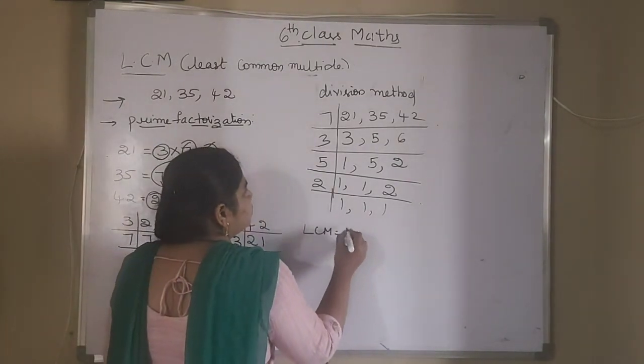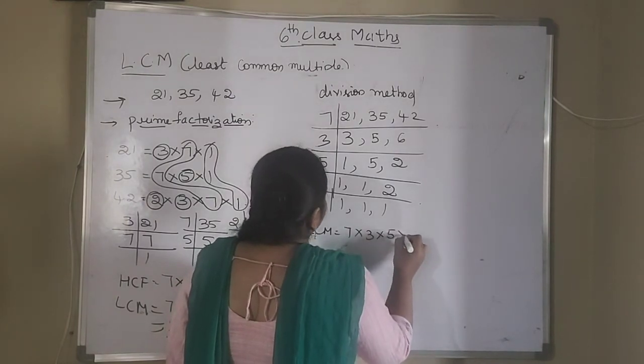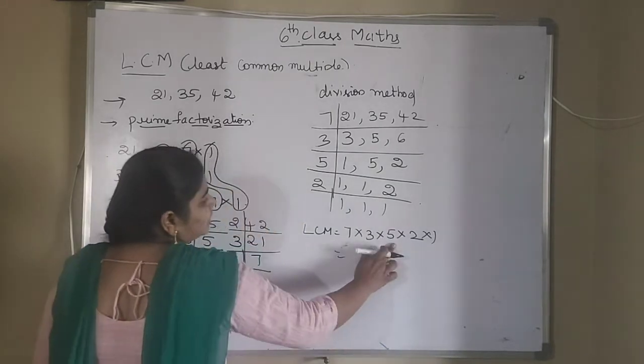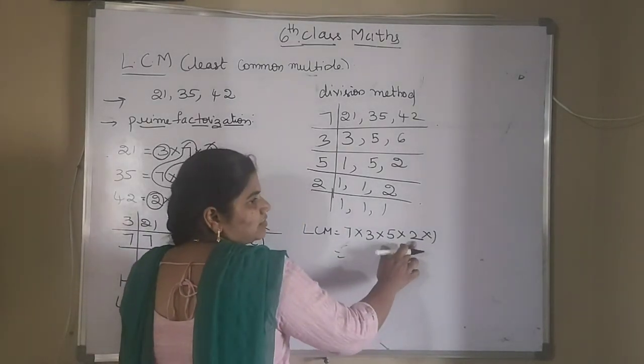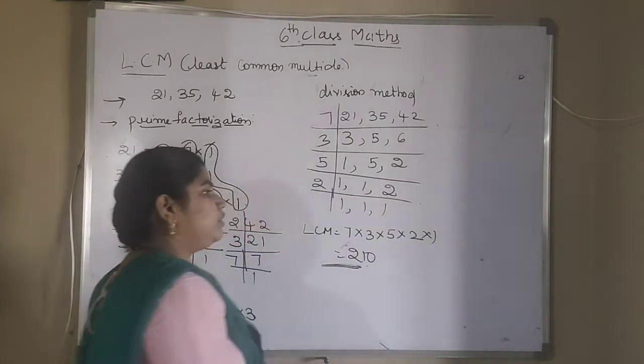So LCM is equal to 7 into 3 into 5 into 2 into 1. So how much will it be? 7 5s are 35, 35 2s are 70, 70 3s are 210. So this is how you will do the LCM.